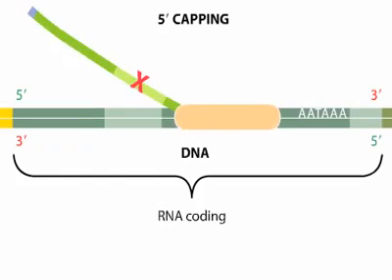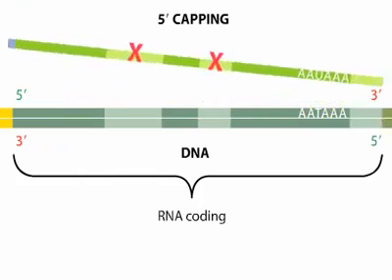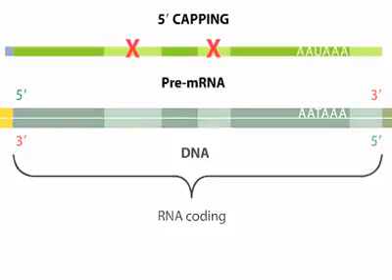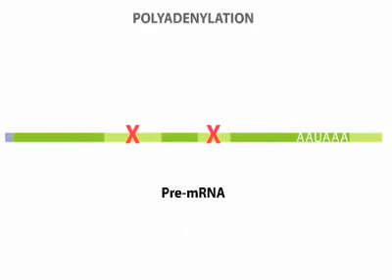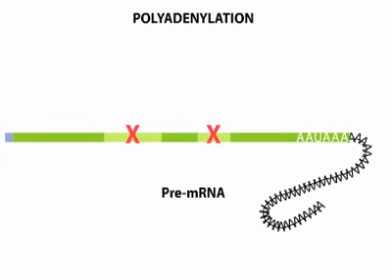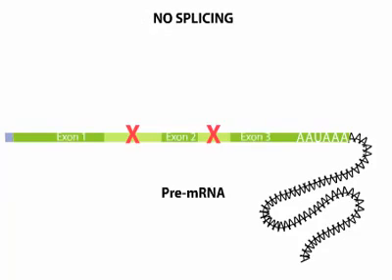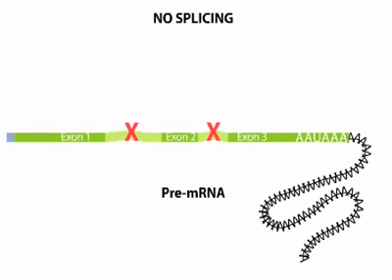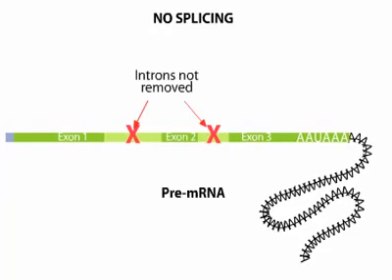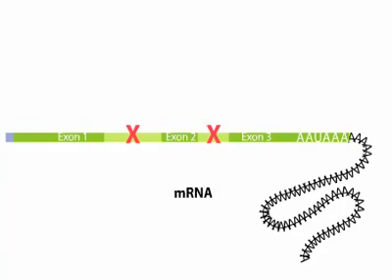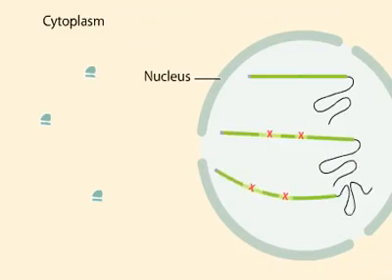If splicing fails, 5' capping and polyadenylation will still proceed normally. If splicing is prevented by, for example, mutations at the branch points, then the RNA will be unable to move out of the nucleus into the cytoplasm and will therefore not be translated.